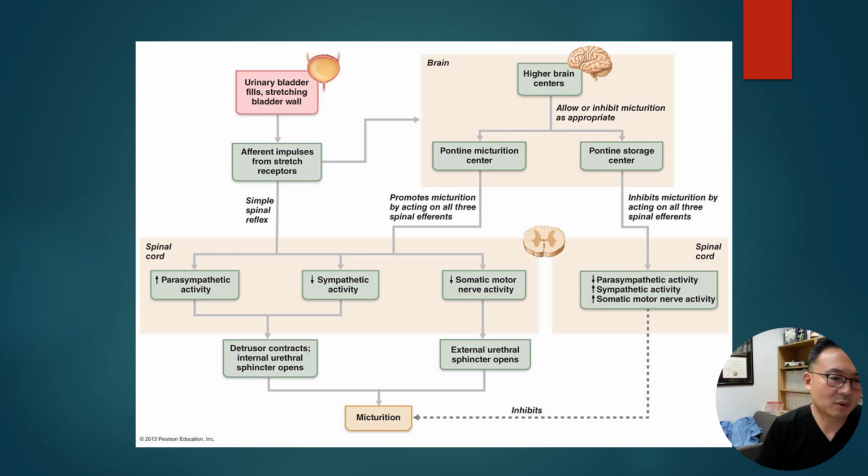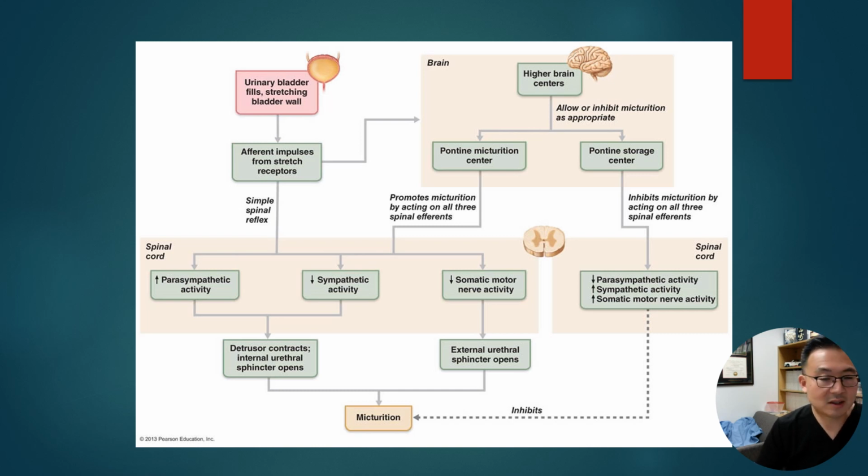So basically what we see on the top left is the urinary bladder fills, stretching the bladder wall, and afferent impulses from these stretch receptors either go to the brain or it's a simple spinal reflex. An example of a simple spinal reflex is actually infants. Their higher order brain centers aren't fully developed yet. So when the stretch receptors say the bladder's full, infants undergo a simple spinal reflex, which leads to reflex voiding with increased parasympathetic activity, decreased sympathetic, and decreased somatic motor activity.